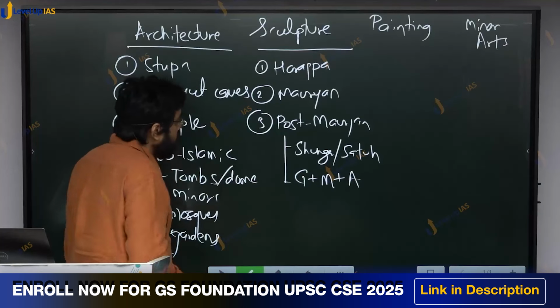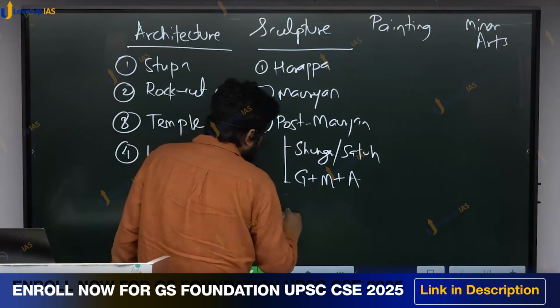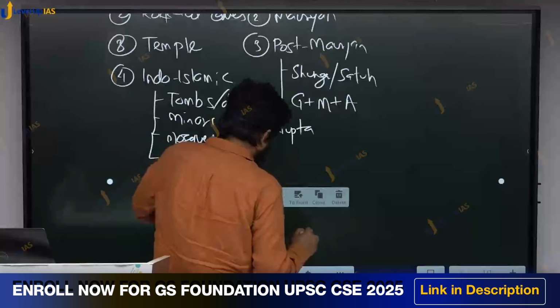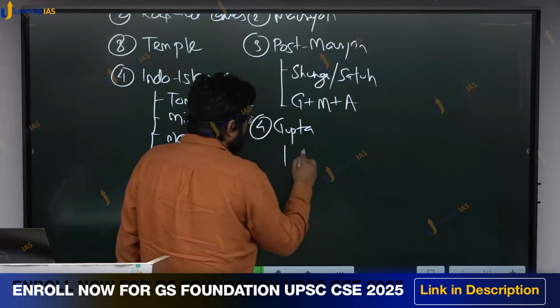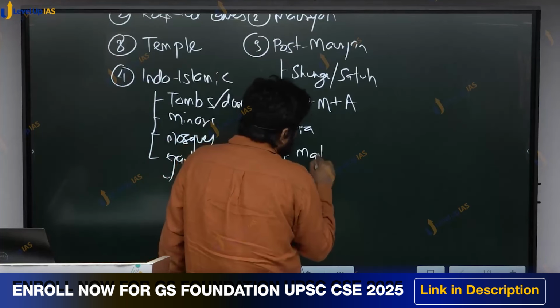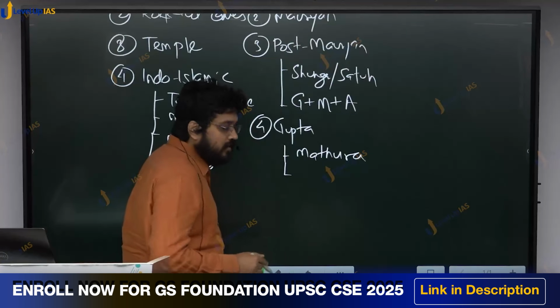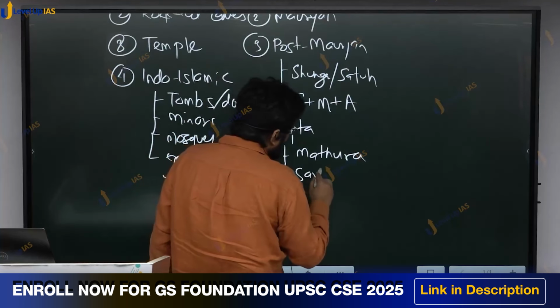When you come to Gupta era, in Gupta era, we have basically Mathura becoming very important and being absorbed into Gupta idiom, and then we have Sarnath Buddha.